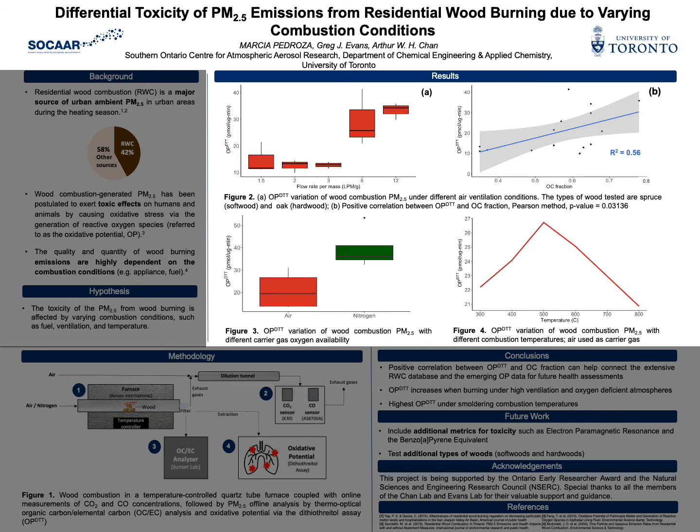We can see this in figure 2a, and the results indicate that the OPDTT increases with higher ventilation. What this could mean is that the temperature of the combustion process is effectively decreased with higher ventilation, thus releasing more unburned and redox active species. As for the oxygen variation effect, we also tried burning with zero oxygen available to see how this would impact the final oxidative potential of the PM2.5.